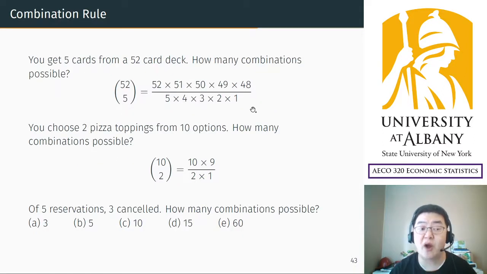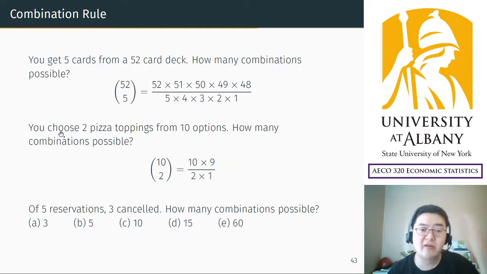So in the end, what you are going to do here is first multiply 5, 4, 3, 2, 1 in the denominator, and there are 5 numbers in the denominator. Then also there are 5 numbers in the numerator, starting from 52. So the numerator starts from 52 and the denominator starts from 5, and the denominator and the numerator have the same number of numbers multiplied. So 52 and multiply 5 consecutive numbers.